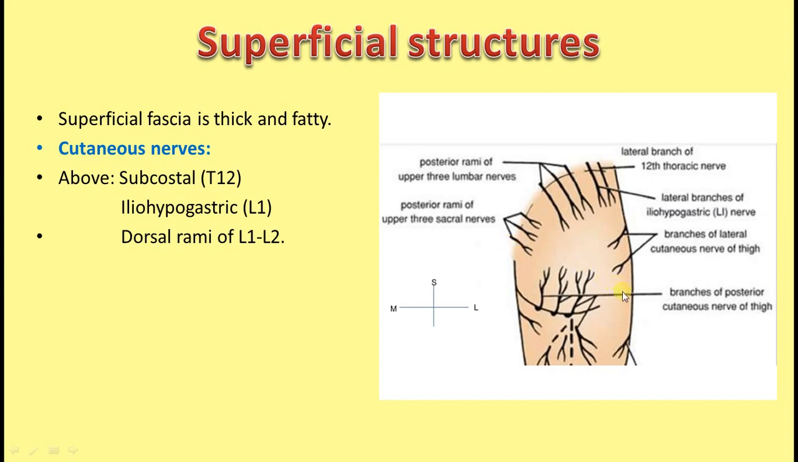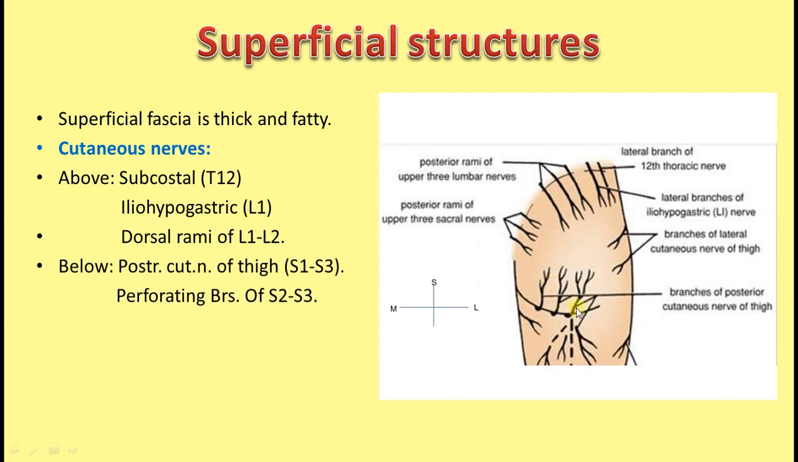Okay. Then if you come below, you see the branches from the posterior cutaneous nerve of the thigh. You see the posterior cutaneous nerve of the thigh again from S1, S2, S3 and perforating branches from S2 and S3. So perforating branches from S2 and S3 you are able to see here, and a little bit anteriorly you go, you are able to see the posterior branches of the lateral femoral cutaneous nerve. The lateral femoral cutaneous nerve also you come across.